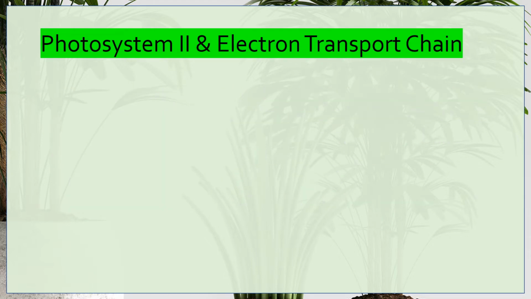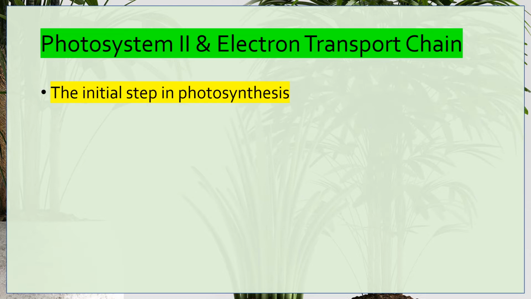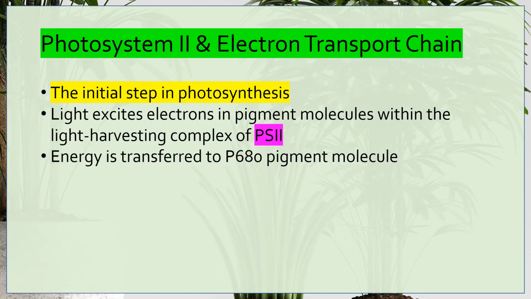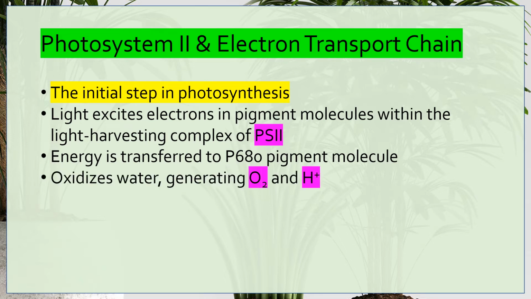So starting off with that first step, we have photosystem 2 and the electron transport chain. The initial step in photosynthesis is light exciting electrons in the pigment molecules within the light-harvesting complex of photosystem 2. Energy is transferred to P680, a pigment molecule. This oxidizes water, generating O2, oxygen, and hydrogen ions.